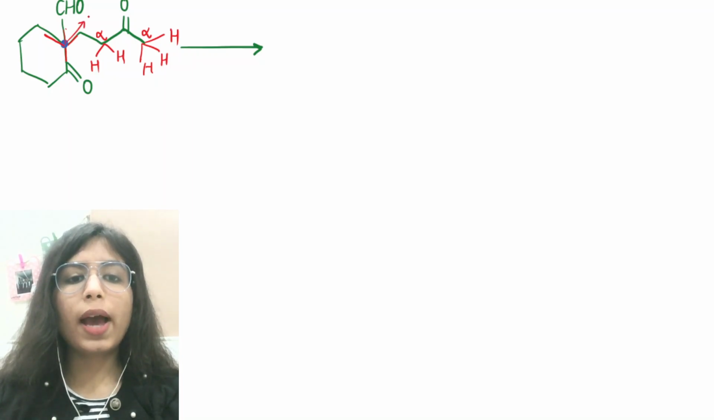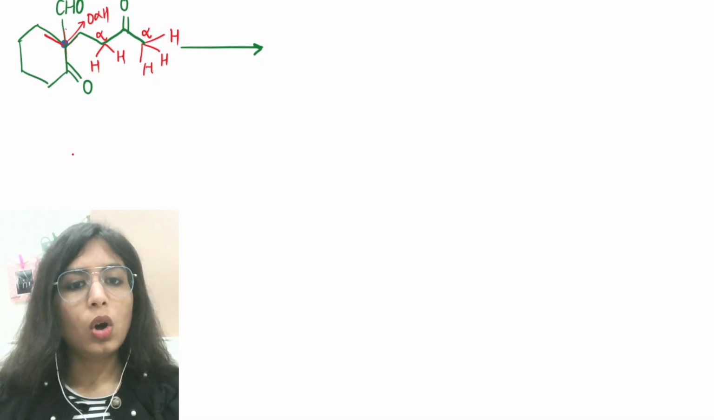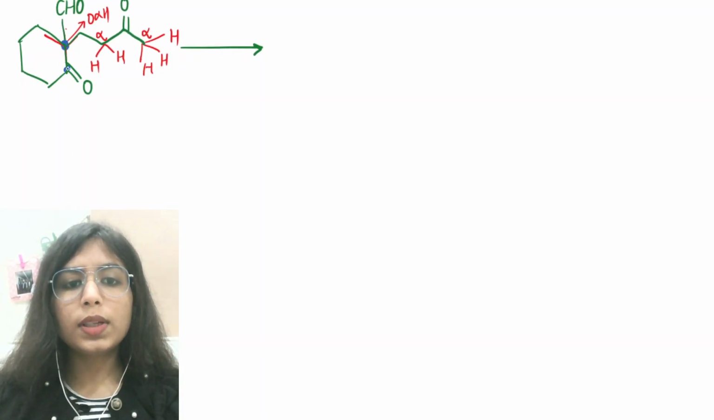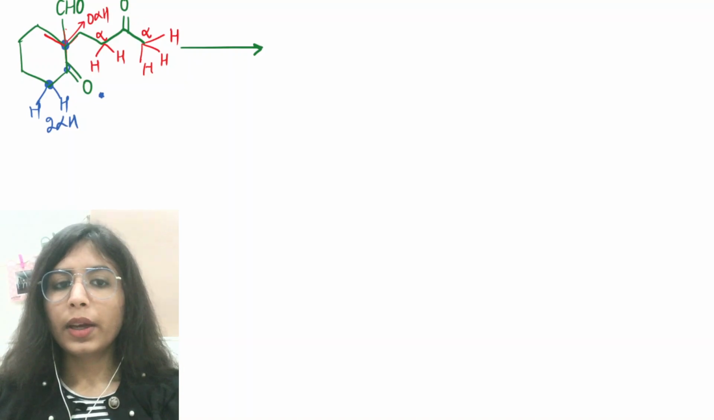So this position has 0 alpha hydrogen. Alright, next if I talk about this position, basically this is my alpha position to this carbonyl group, and this is my second alpha position, that is this and this, right? So basically it is having 2 alpha hydrogen. I'm talking about this carbonyl compound, right?